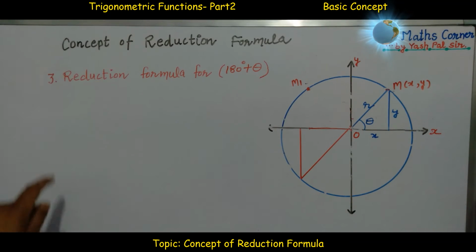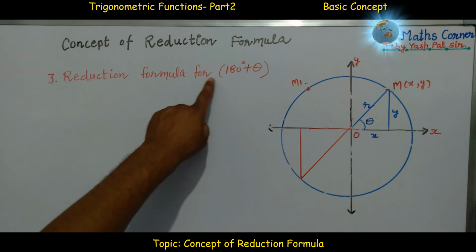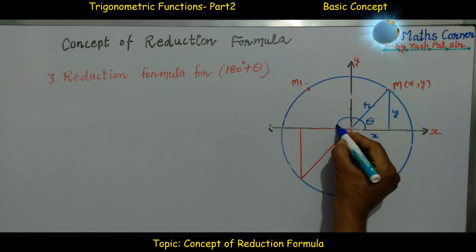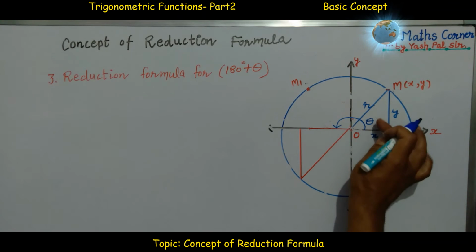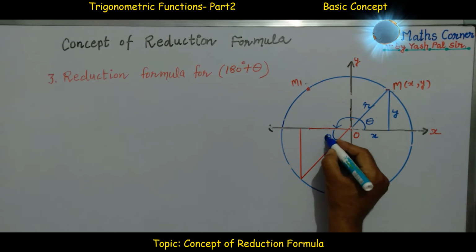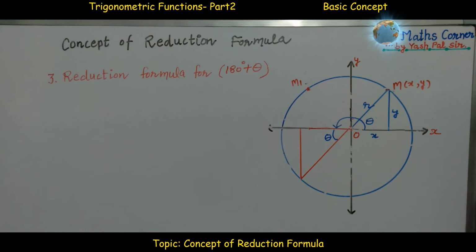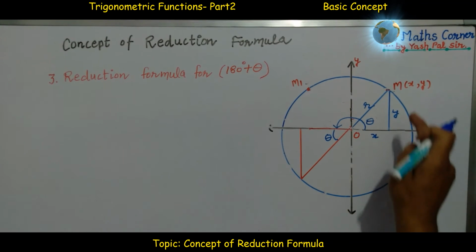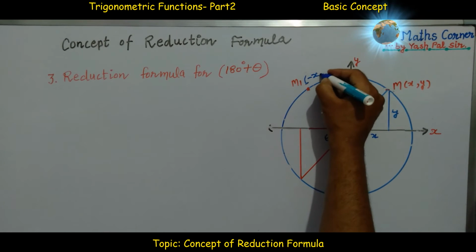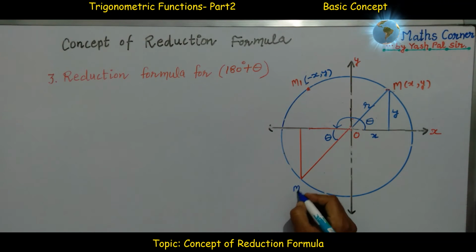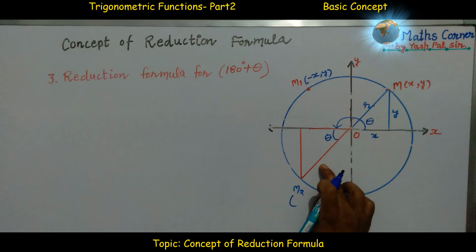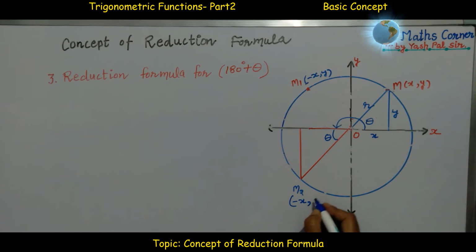Now next we are going to discuss the reduction formula for 180 degree plus theta. Up to here we have 180 degree plus this theta, because of the vertically opposite angle, this angle is also theta. So 180 degree plus theta. What happens here now? The moving point, earlier this was m(x, y), then m(minus x, y). Now this is m2, and the coordinates in the third quadrant: x is negative, minus x, y is also negative, minus y.